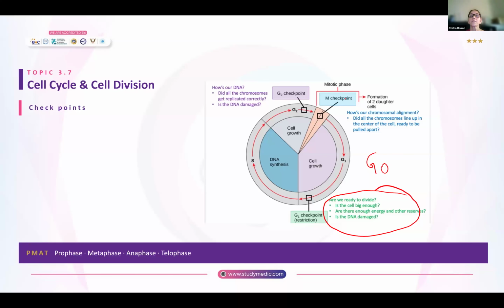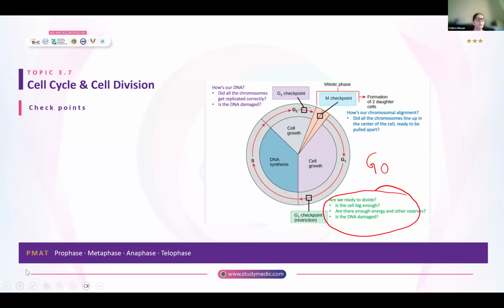Then in the mitotic phase, at metaphase, again there is a checkpoint before formation of the two daughter cells. At that point, the cell checks whether all the chromosomes are lined up correctly in the center of the cell and are ready to be pulled apart. So at any phase, between G1 and S, between G2 and M, if the cell finds that something is going wrong, the cell doesn't go ahead with mitosis.